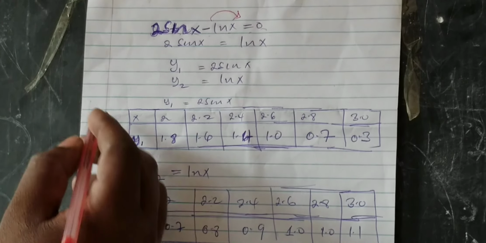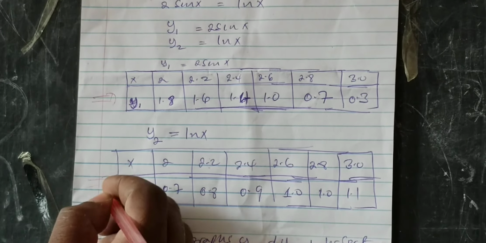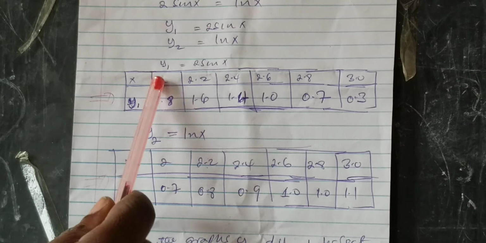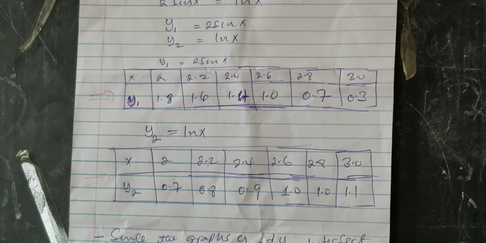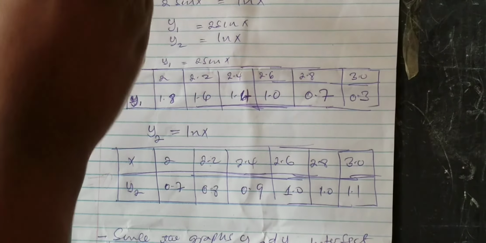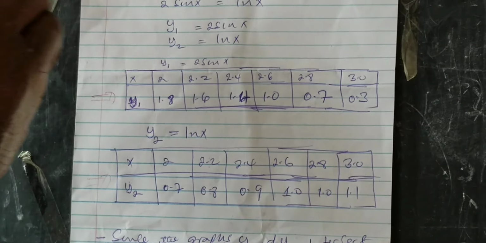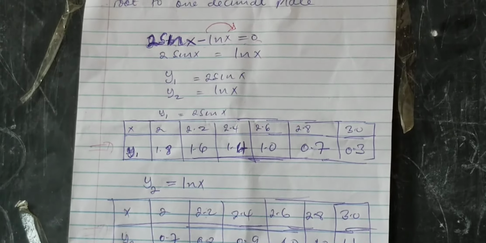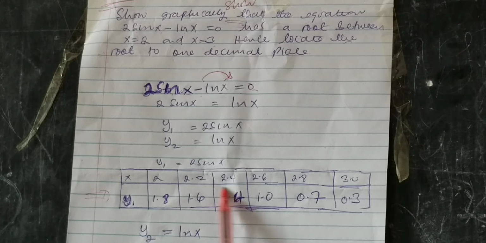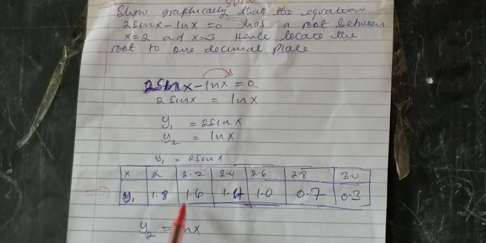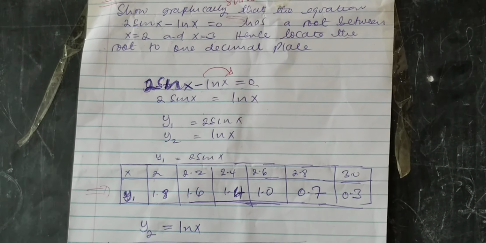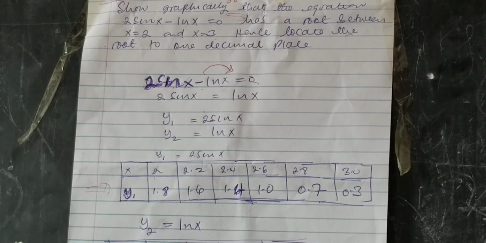Then you get the two graphs, the two tables. This is the table for y1, this is the table for y2. But the values of x should be the same. We said that we should make sure that it has a root between x is equal to 2 and x is equal to 3. So we look for suitable values within the interval from 2 up to 3. Then we substitute in the graph.